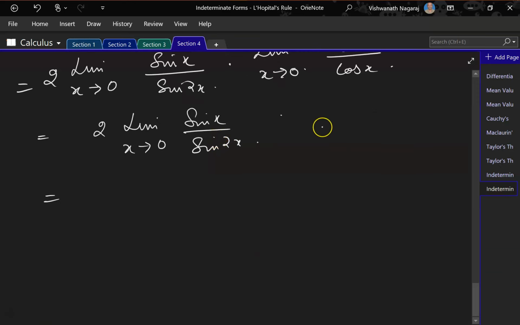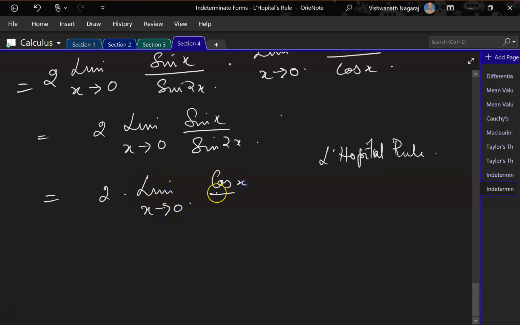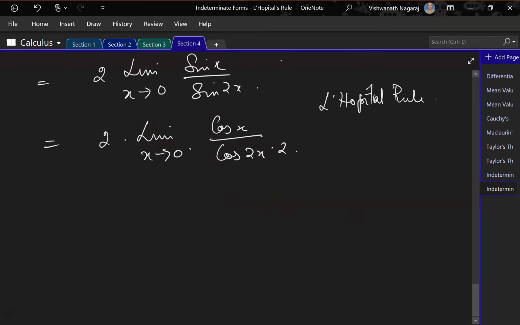It is in 0 by 0 form, right? So which means what? We again apply L'Hopital's rule. So 2 times limit as x approaches 0 of cos x by cos 2x times 2, right? This 2 can come out and these 2 will get cancelled. Now let's put 0. Let's take the limit. So this becomes cos 0 by cos 0, which is 1 by 1, that is 1. So that is the limit.